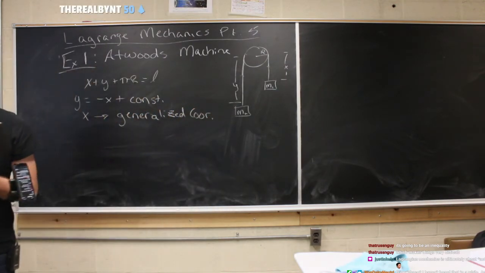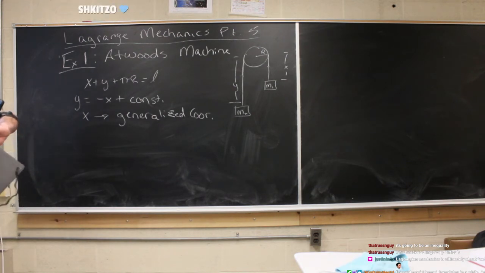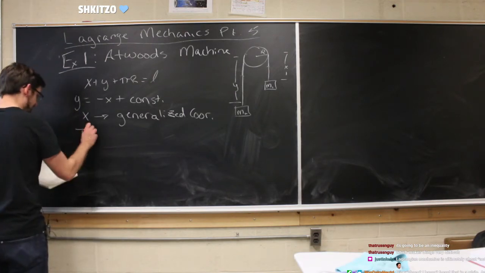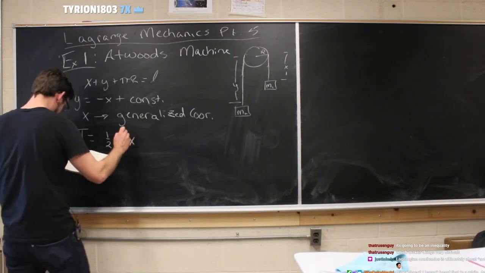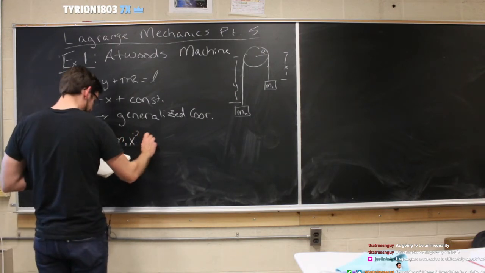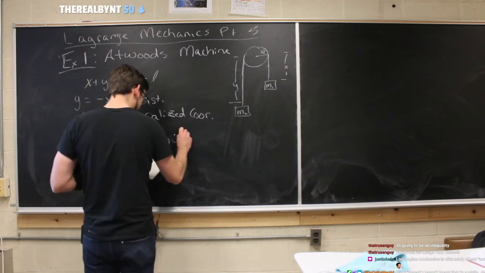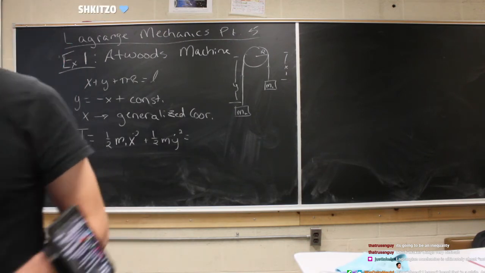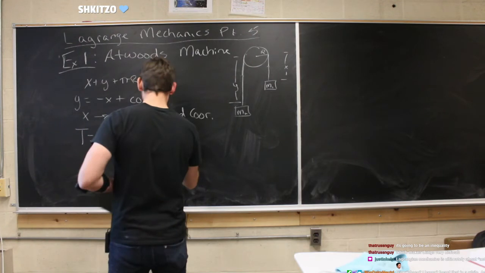And we can start to worry about the kinetic energy of the system. The kinetic energy of the system, T, is equal to 1/2 m1 x dot squared plus 1/2 m2 y dot squared. But now again, when we get to the Lagrangian phase, eventually we want everything to be in one coordinate, so we're going to have to rewrite all of the y's in terms of x's.